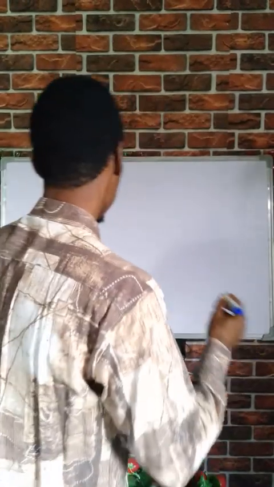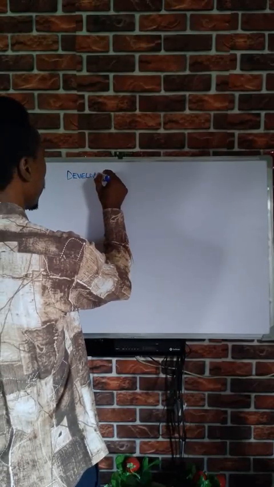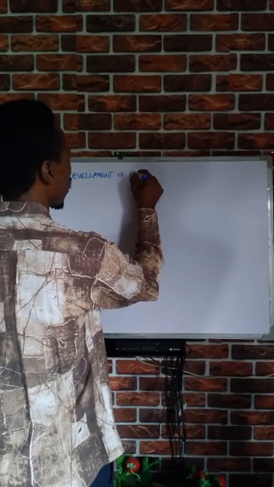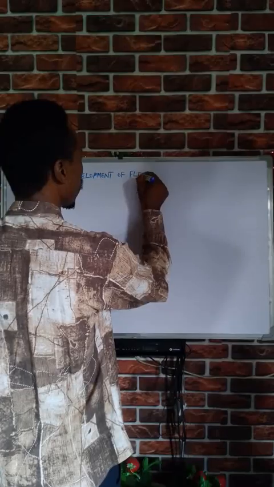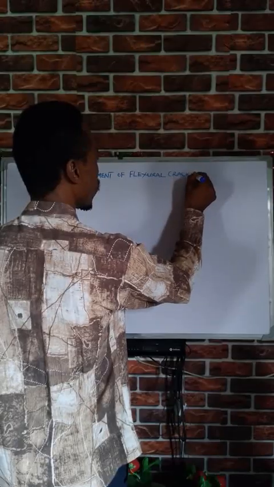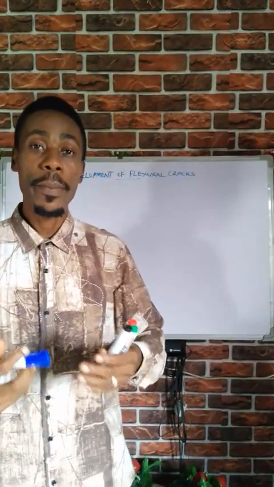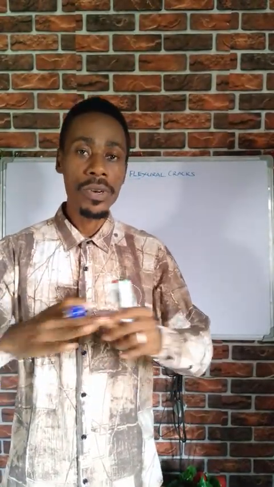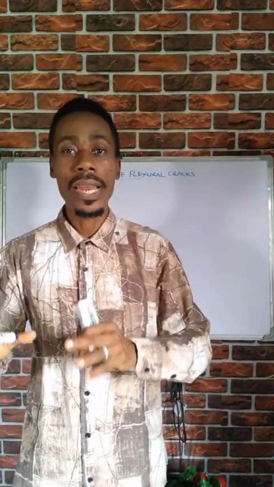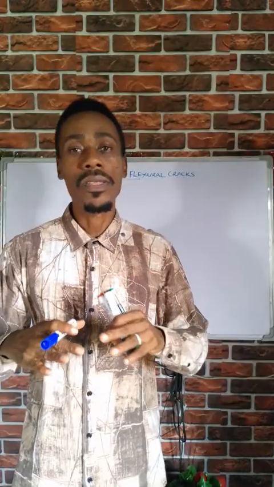Today's topic is the development of flexural cracks. Flexural cracks usually emanate on our horizontal components, because when we talk about flexural members, basically we are looking at slabs and beams. But our emphasis today is centered on the slab.